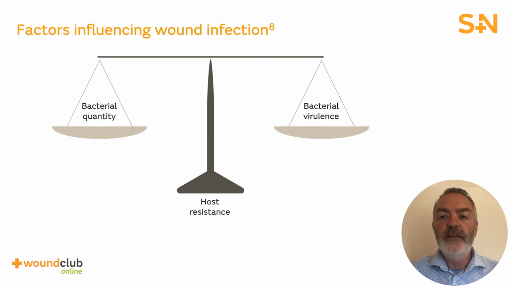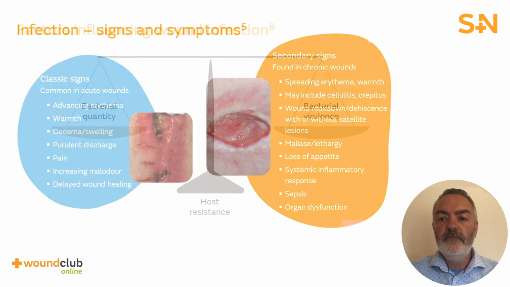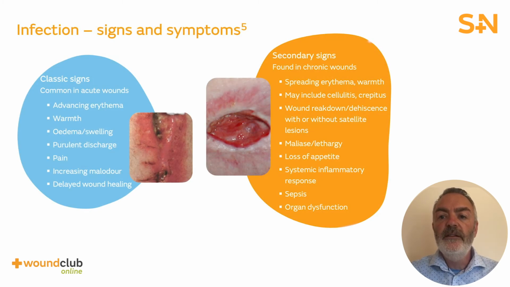Identifying wound infection begins with clinical observations. However, signs and symptoms of an infection in a chronic wound can be subtle and are often overlooked. Let's take a look at the signs of infection. As you see, in an infected acute wound, such as a surgical incision, the classical signs are usually present. You can see here these are very familiar signs and symptoms. However, with a chronic wound infection, the less familiar secondary signs of infection are more common than the classical signs.